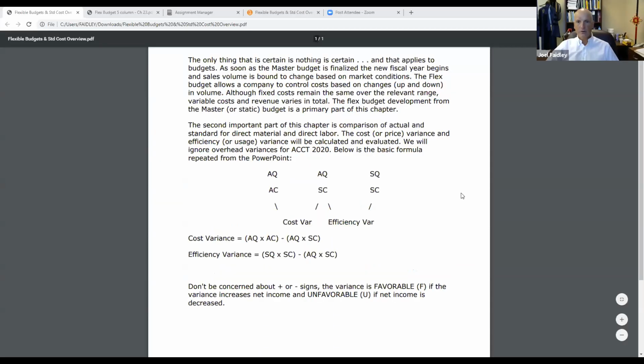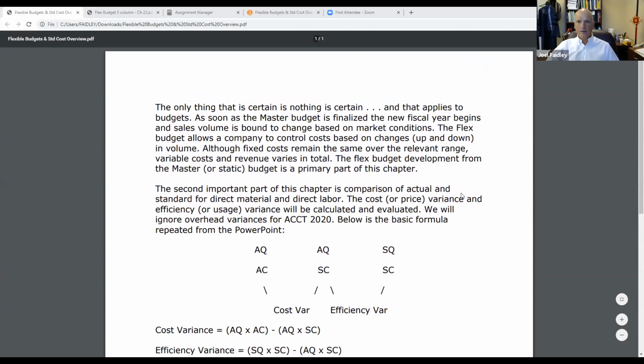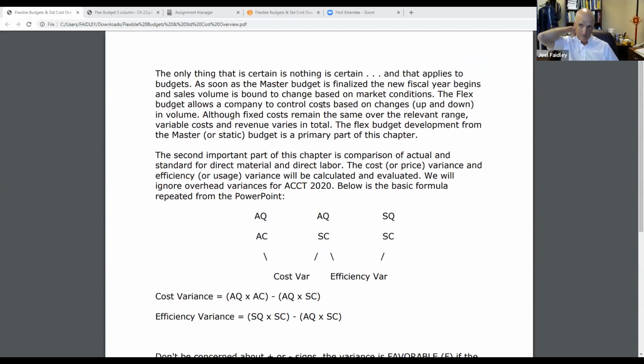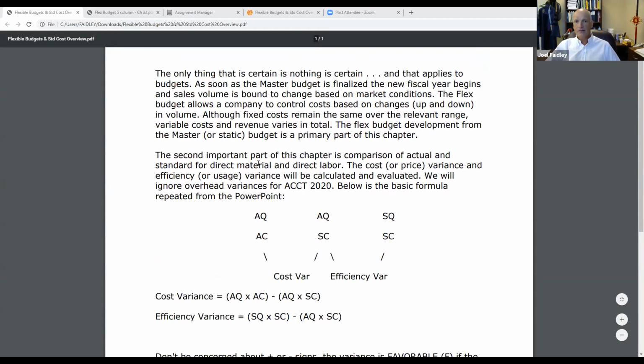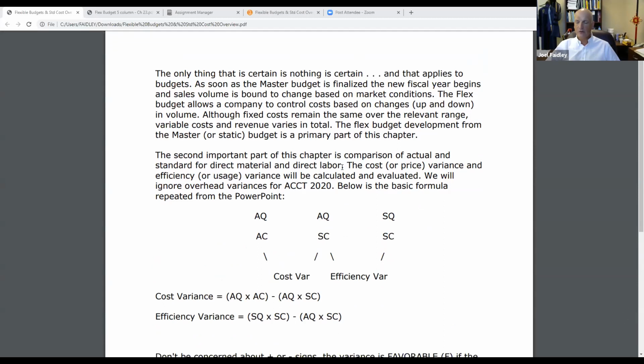Before we get to that, let's look at a couple of PDFs that you've probably already taken a look at here in D2L. The first half of this, I'll talk a little bit about flex budgets, but there's another PDF on that. But the second part, in the second paragraph, says the second important part of this chapter is comparison of actual and standard for direct material and direct labor. Now, we're not going to worry about overhead analysis or overhead variance analysis. We're going to look at the first two, direct material and direct labor.